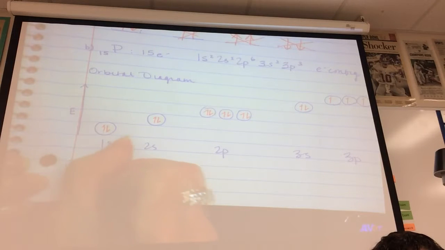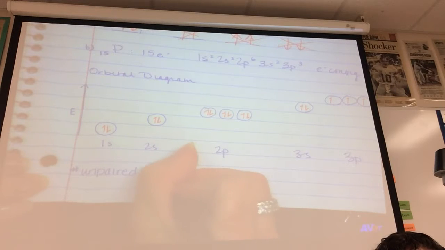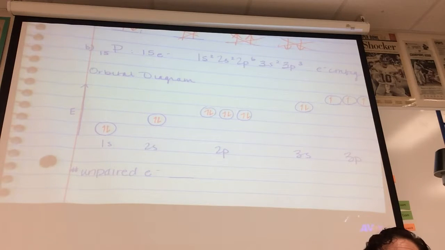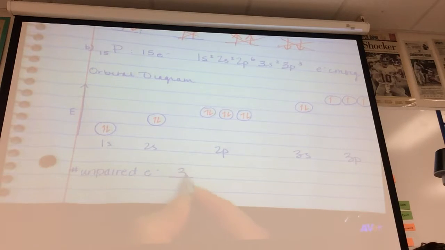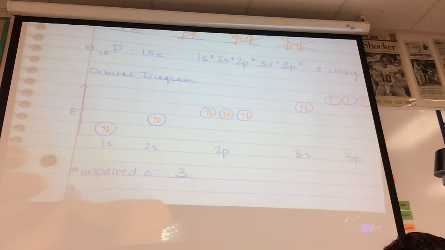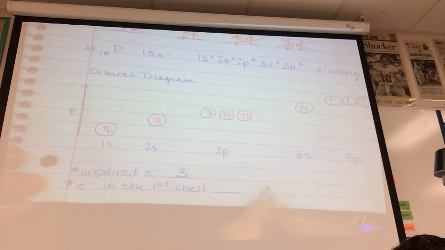And I'll abbreviate it for you so you don't have that much to write. We want to know the number of unpaired electrons. What would that be? 3 is correct. I want to know the number of electrons in the first shell, second shell, and third shell.